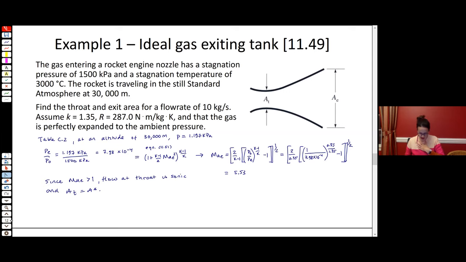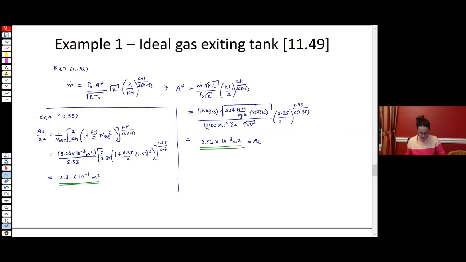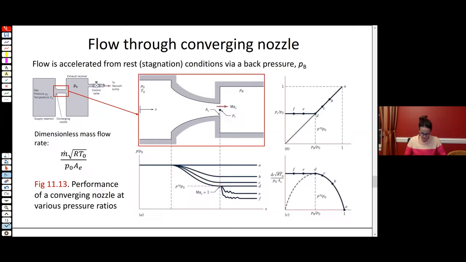And then we went ahead and used this equation for the mass flow rate, rearranged it and solved for A star, and then used that to solve for A exit. Okay, so in general, the flow through a converging nozzle, not converging diverging, but converging for compressible flow, is set up like this.